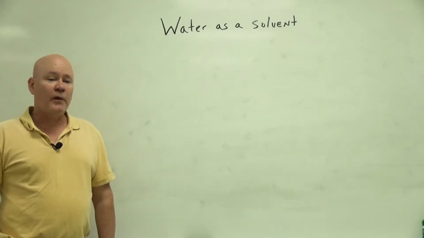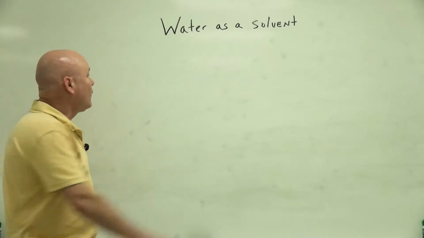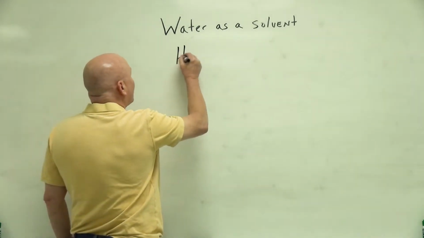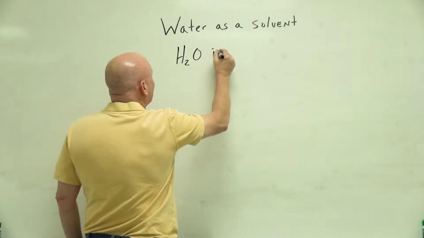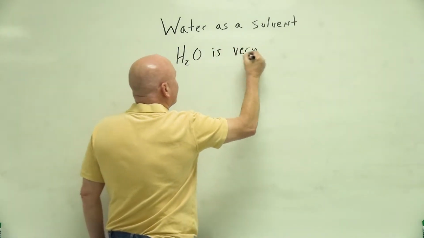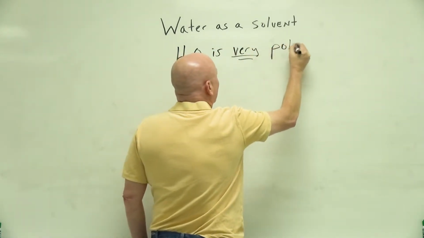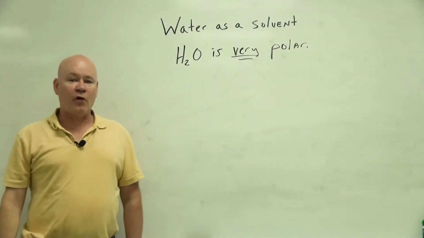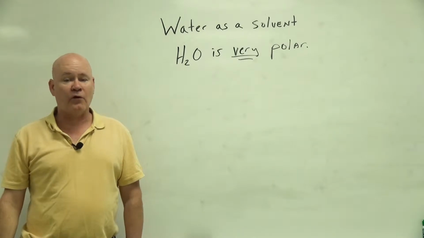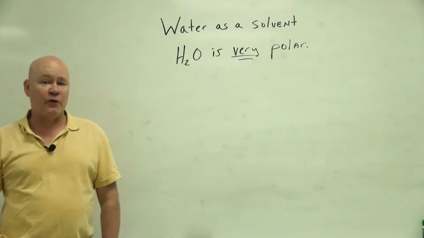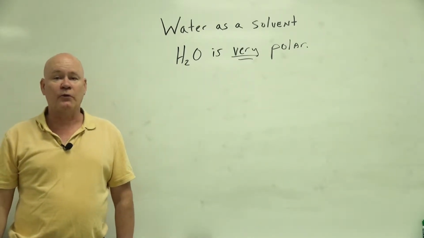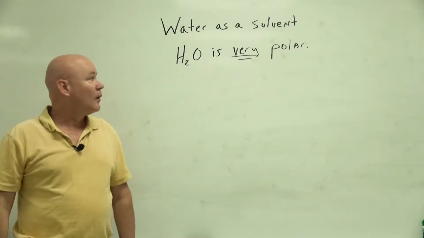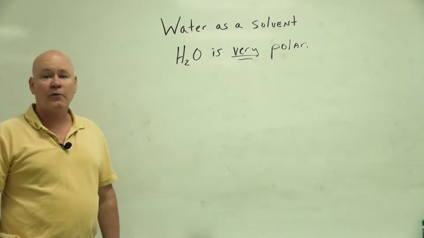Now, what makes water special? For one thing, water is very polar. Which means since it's polar, it's going to dissolve polar compounds as solutes. And not only that, but it's going to dissolve soluble ionic compounds. Now, why is water very polar?